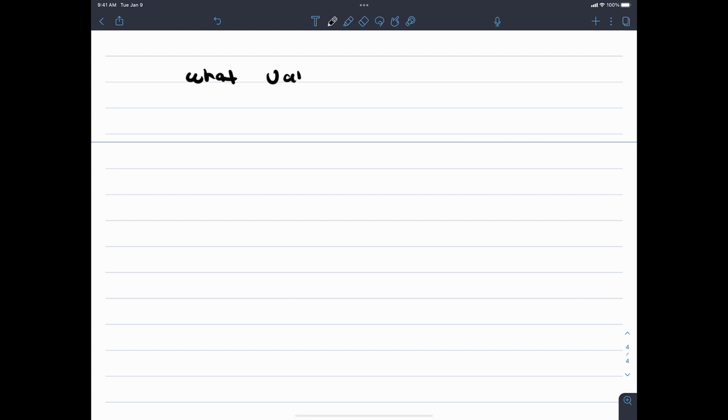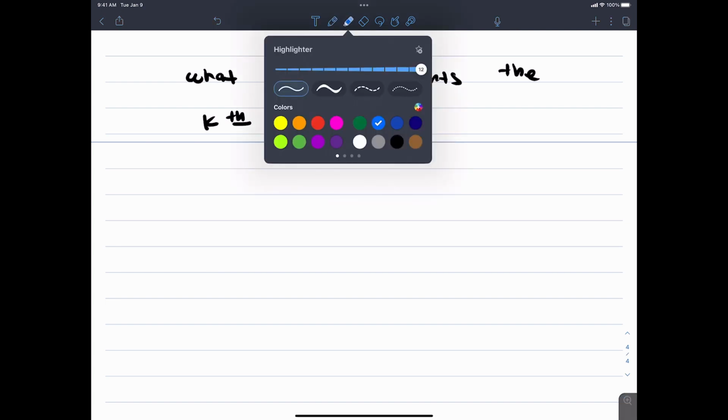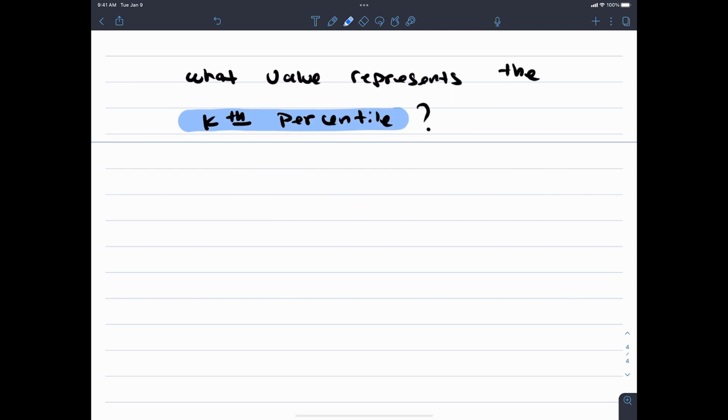what value represents the kth percentile? It's kind of the same question, it's actually asking you backwards. So they're asking that question backwards now. And I want you guys to focus on the words. What value, that's a number, represents what? The kth percentile.